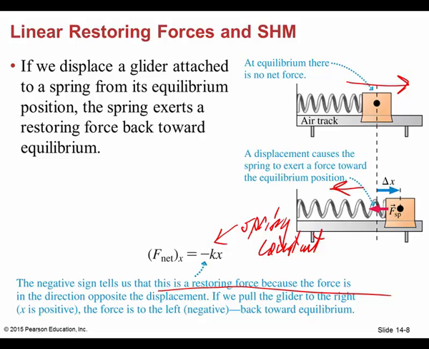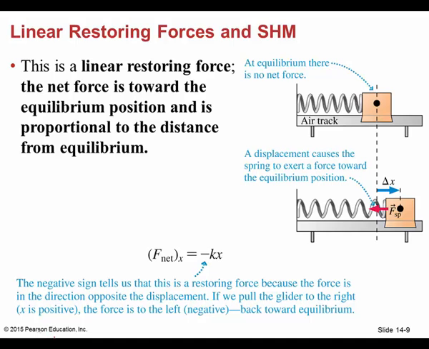So if we move from the equilibrium position, which is right there, and we move it delta x, a given displacement, then guess what? The restoring force is going to pull it back in the opposite direction. Likewise, if we compress it, it's going to do the same thing, okay? So a linear restoring force is a net force that is always towards the equilibrium position and is proportional to the distance from the equilibrium position.